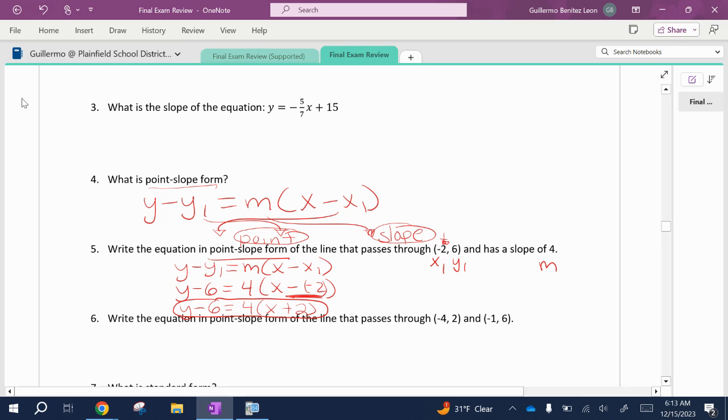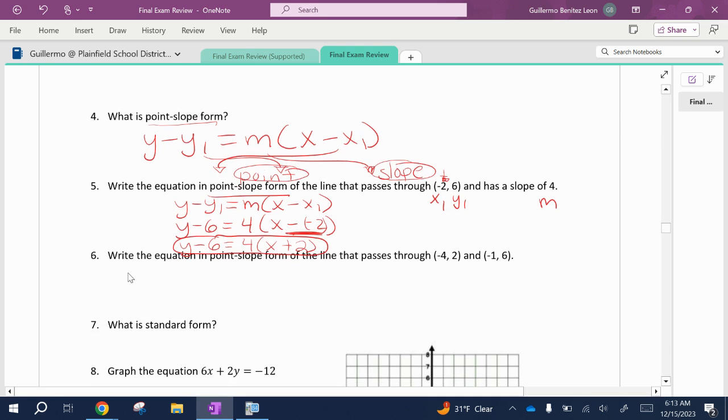Number 6 is an extension of number 5. Write the equation in point slope form. So again, as soon as I read that, I'm going to tell myself, okay, this is what my answer should look like. Of the line that passes through negative 4, 2 and negative 1, 6. As I mentioned previously, in order to write point slope form, you need a point and you need a slope. You have 2 points, but you do not have a slope. So this is where you need to go off to the side and find the slope.